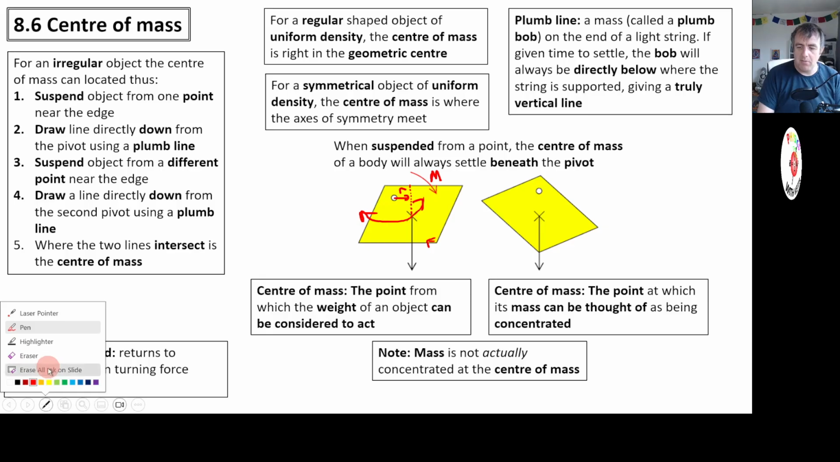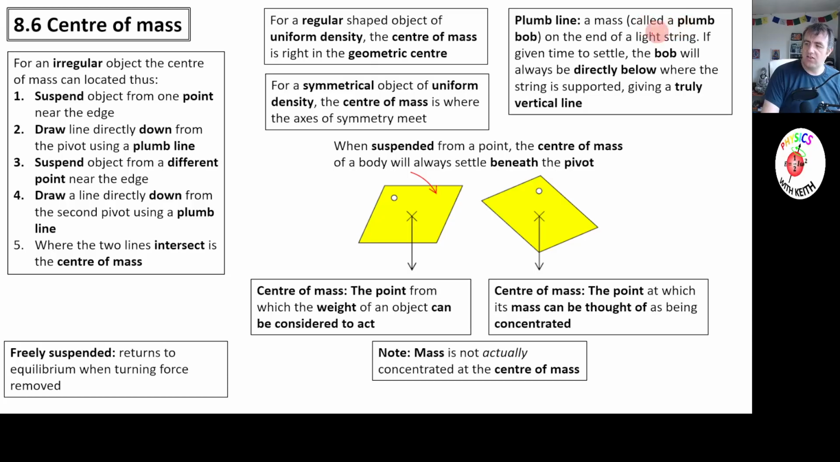Now, if I drop a plumb line down, that's just a string with a heavy mass called a bob on the end of it.